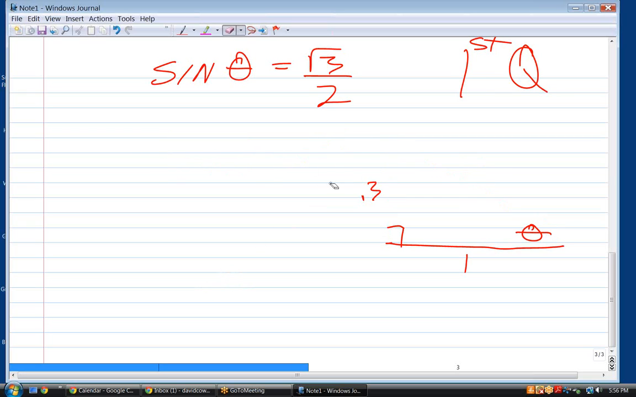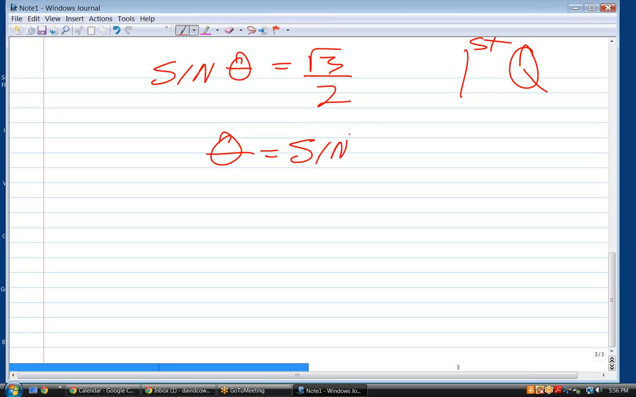However, if I didn't know this technique and they said, well, what's the tangent of theta? Well, you could always use your calculator to come up with theta. What's theta equal to? How do you get it on your calculator? Well, the way you get theta is by taking the inverse sine of that number.